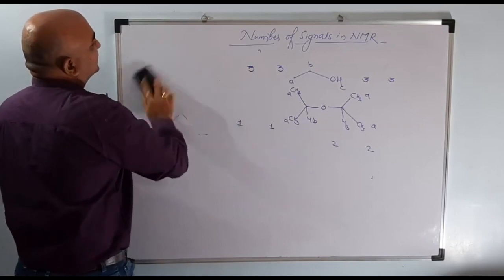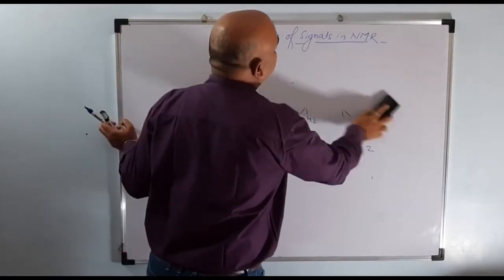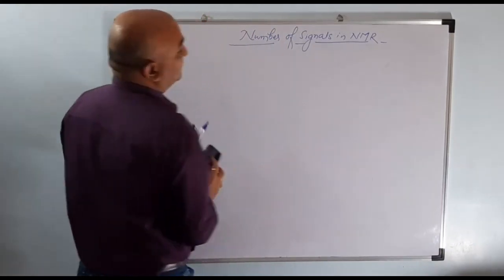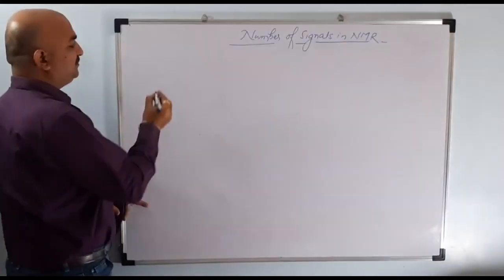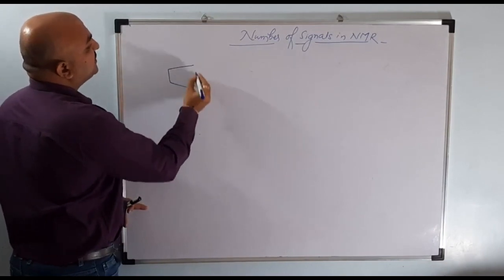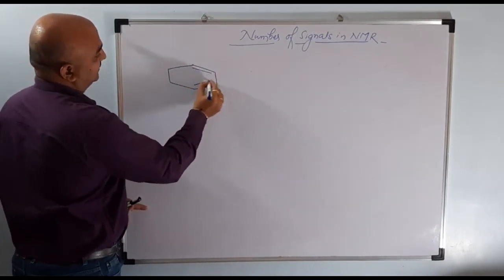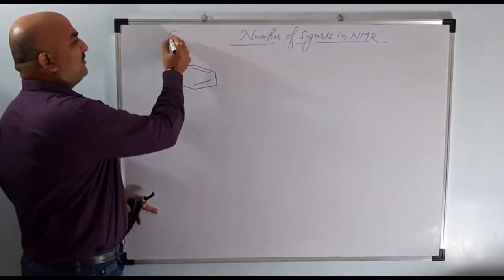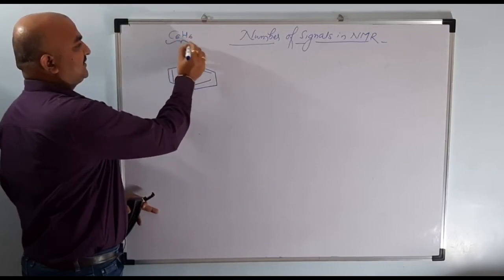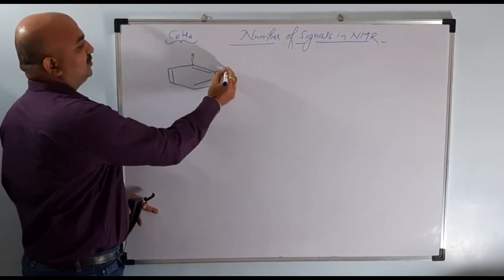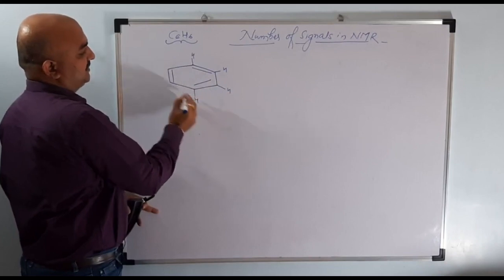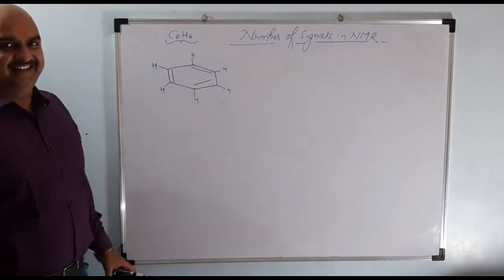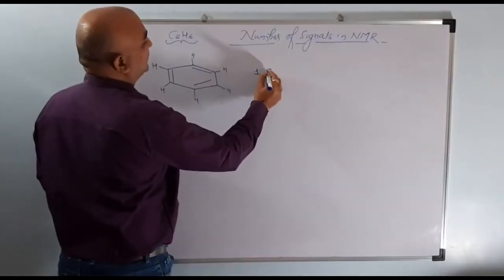Now we are going to discuss examples of very interesting compounds, and those compounds are cyclic compounds. See, if you take benzene, the molecular formula is C6H6. So these are all hydrogens, and all hydrogens are equivalent. So it will give one signal in NMR.